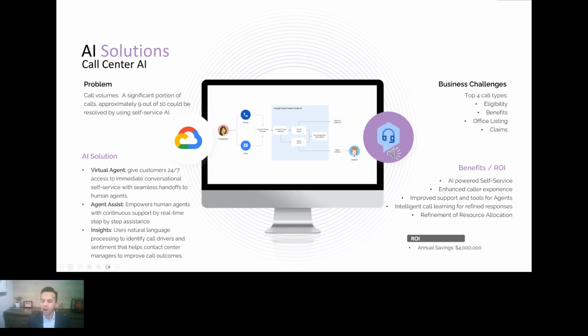The benefits: ROI, AI-powered self-service, enhanced caller experience, of course improved support, intelligent call learning, refinement of resource allocation, right? And this has given us a good annual savings of about $4 million, right? Accurately answering the calls without any fatigue or sentiments, and recognizing sentiments. So this is our next one.